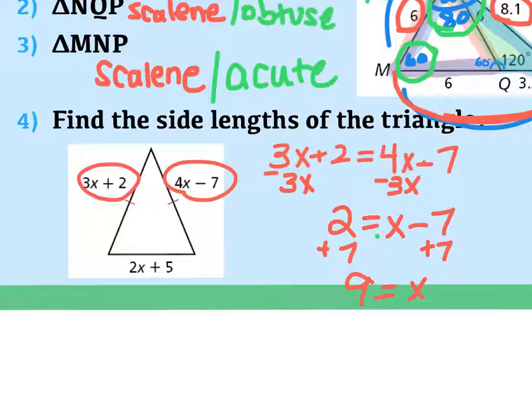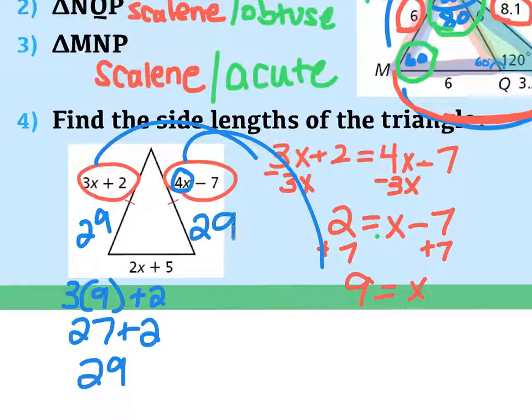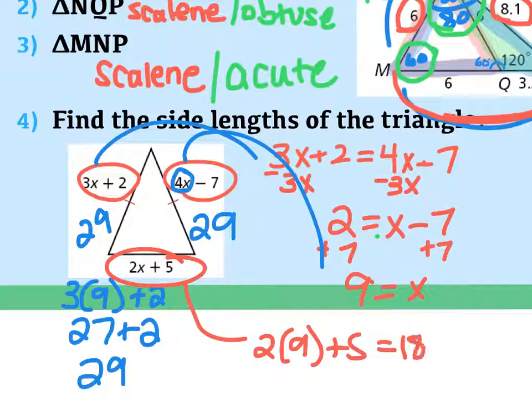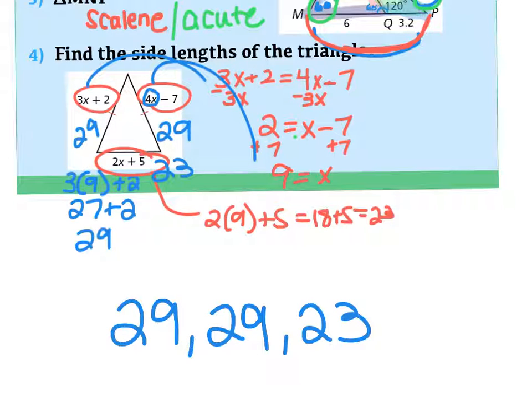Plug it back in. For these, it shouldn't matter which one you plug it back into. They should be the same because it's isosceles. So 3 times 9 plus 2 would be 27 plus 2, or 29. That's this side length. If you want to check it here, this is 4 times 9, which is 36, minus 7, which is also 29, so it works. And then the one on the bottom, 2 times 9 plus 5 is 18 plus 5, or 23. So the 3 side lengths are 29, 29, and 23.